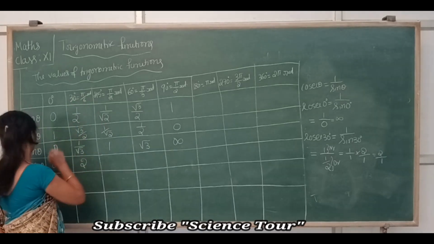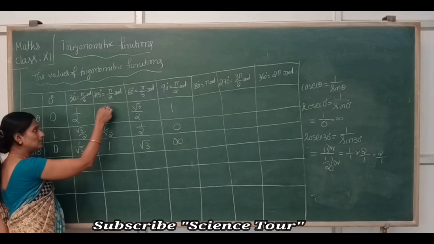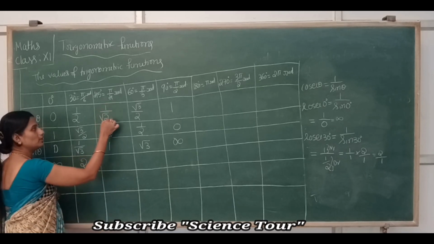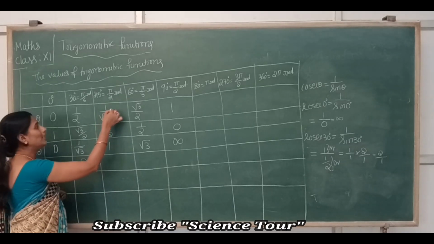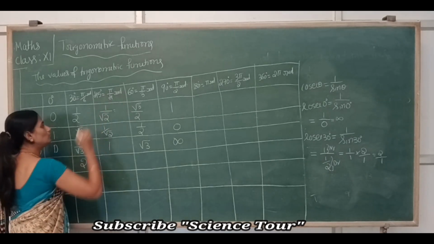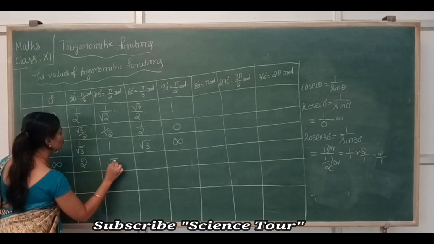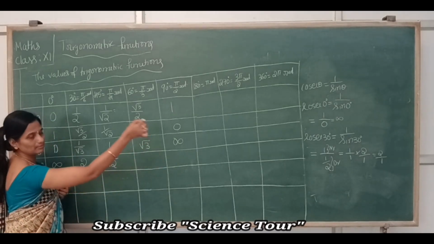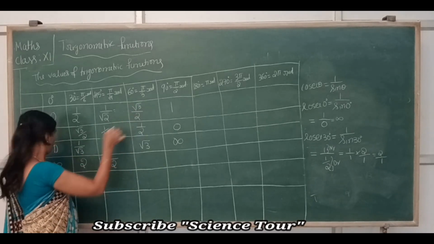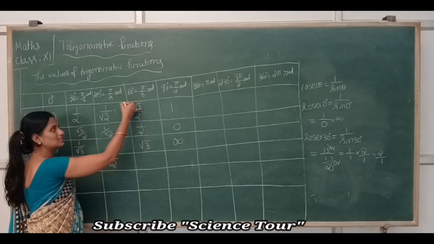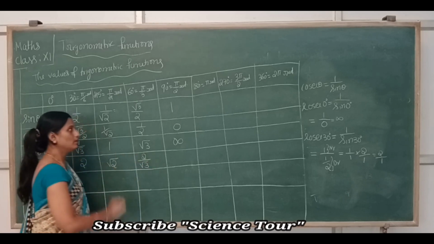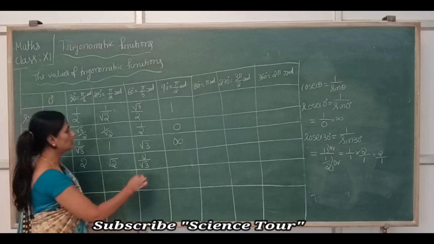Similarly, what is cosecant 45 degree? Sine 45 is 1 by root 2. Now take the reciprocal of that. Numerator and denominator change, so it is root 2 divided by 1, which means the answer is root 2. Use that same concept and find out. Next, sine 60 is root 3 by 2. What is your cosecant 60? Cosecant 60 is 2 divided by root 3.